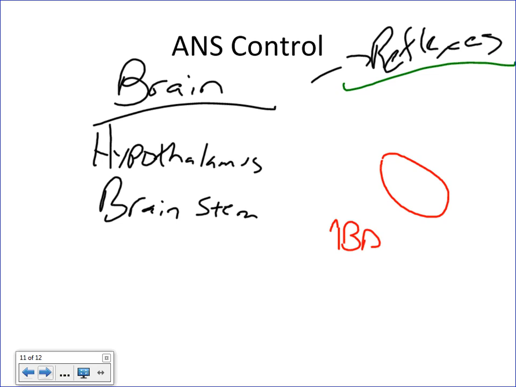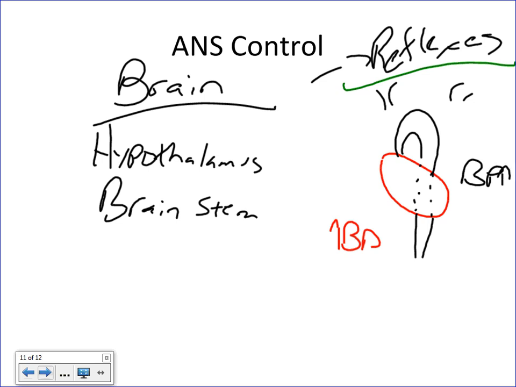Then you've got your aorta, and then you've got some carotid arteries. So what may happen is, let's say your blood pressure goes up. That's going to stimulate these receptors we've talked about already, called baroreceptors. Remember, baro means pressure.